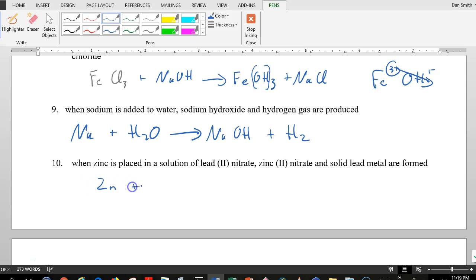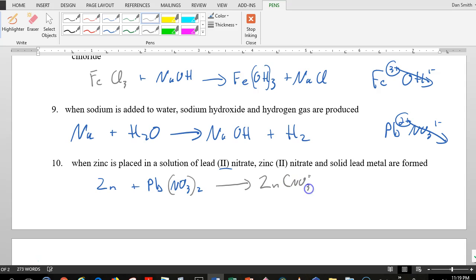Zinc, placed with lead nitrates. So that would be Pb 2 plus, NO3 1 minus. There's the 2, crisscross that. Lead nitrates with a 2, and again, it's not 32 oxygen, it's 2 nitrates. So what's formed? Zinc with 2 nitrates, and then lead metal.